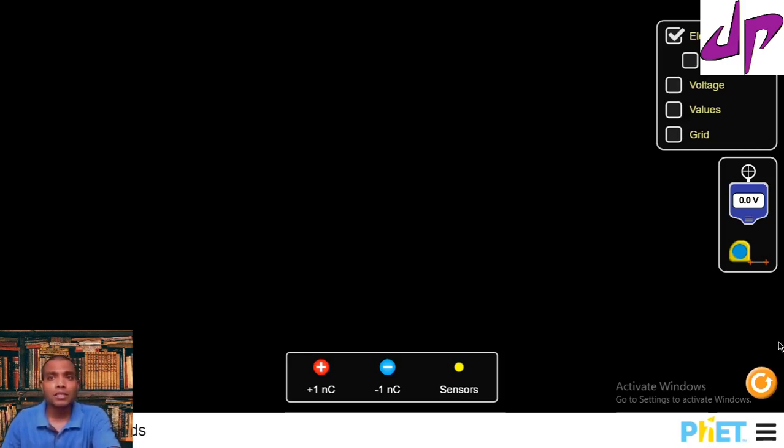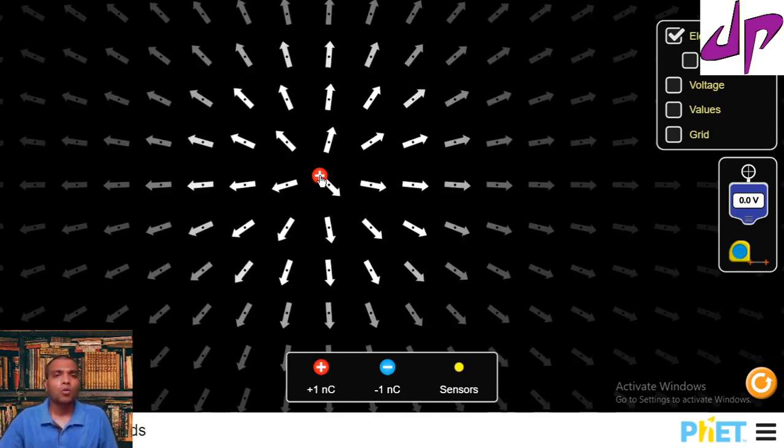I would like to represent the electric field with the help of PhET simulation. So this simulation helps us to visualize the electric field more. So I have here a positive charge and a negative charge. Suppose if I take a positive charge at there. Now here you can see in this space the electric field lines, the arrow marks are representing the electric field lines. Since it is a positive charge, the electric field lines move away from the positive charge.